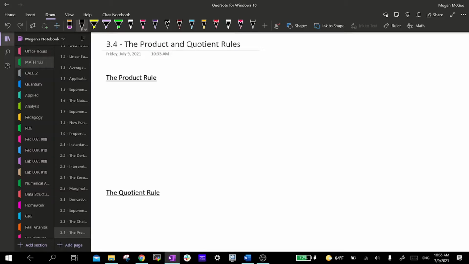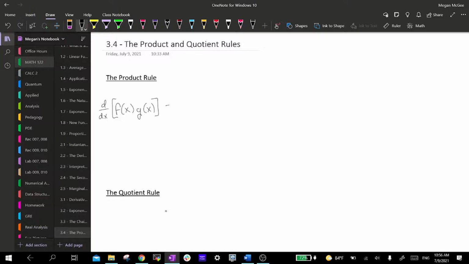Welcome to section 3.4, where we introduce the product and quotient rules for taking derivatives. So first, let's suppose we have a product of two functions, f of x times g of x, and we would like to take the derivative of this product.